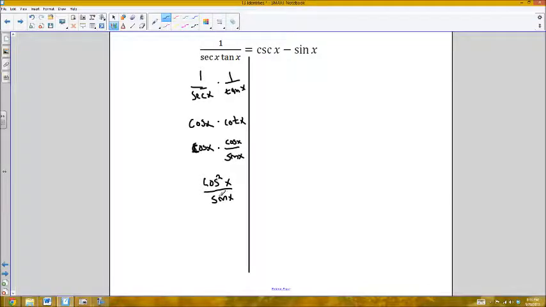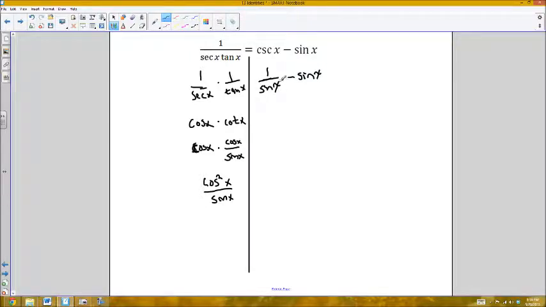So I'm going to stop here only because I can't really do a whole lot with this. And I'm going to see if I can get this right-hand side to look like this. Well, cosecant and sine are two different functions. So I recall that cosecant is actually 1 over sine of x, and sine of x I can't really do a whole lot with. So now I have two different expressions.